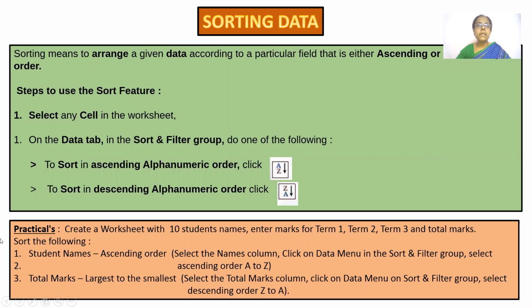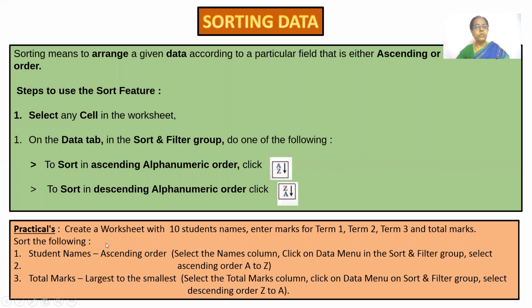Okay, so the steps for sorting in ascending or descending order. You need to click any cell in the worksheet, click on the data tab, and select the sort and filter group. To sort, you select this option, which is the alphanumeric option, which is ascending order. And if you want to put it in descending order, you click this down arrow.